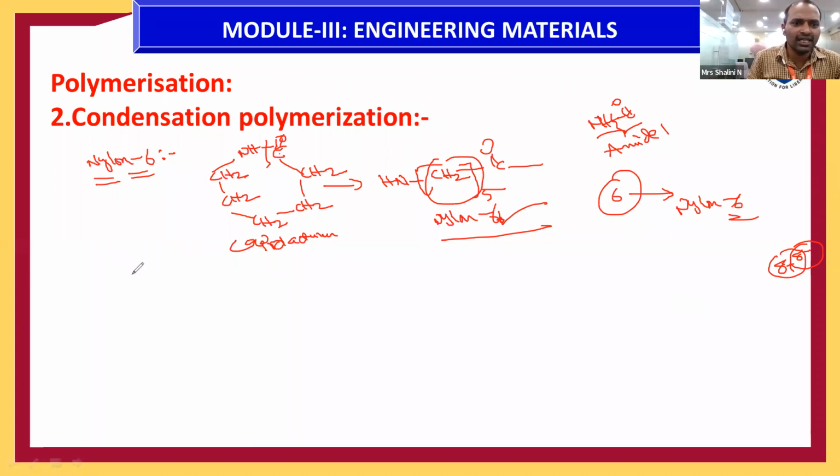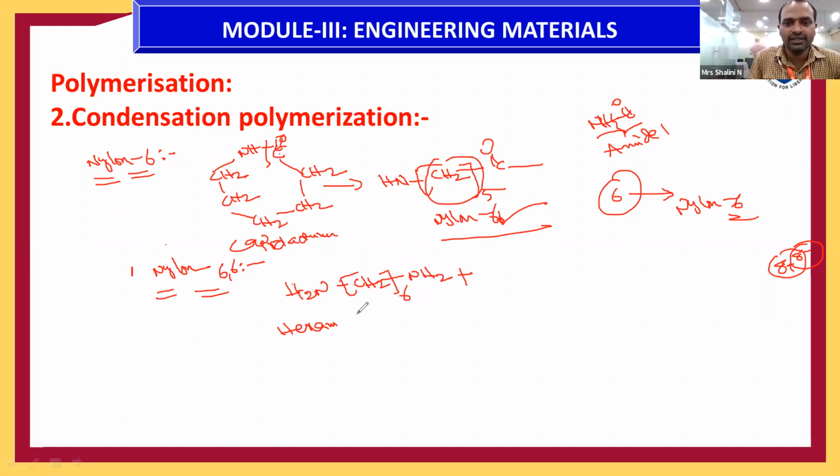Now one more example is nylon 6,6. The monomers of nylon 6,6 are hexamethylene diamine, H2N CH2 taken 6 times NH2, which reacts with adipic acid, HOC double bond O CH2 taken 4 times C double bond O OH. So this is called adipic acid.